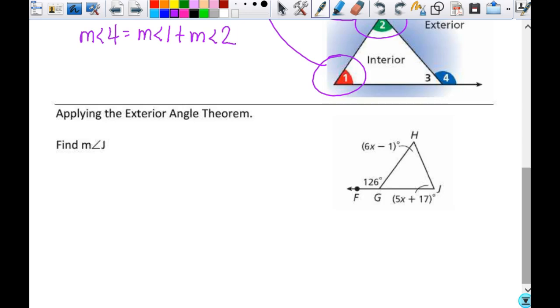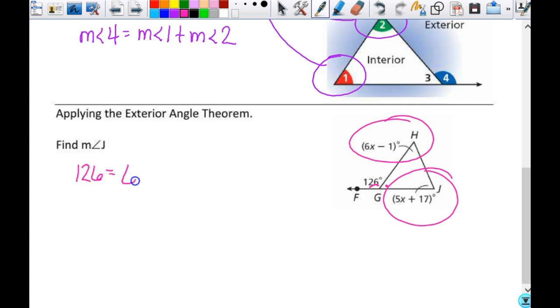We're going to apply the exterior angle theorem. This right here is an exterior angle. Could I find this angle right here? Yes, but I don't care. Okay? Because it says that the exterior angle is equal to the sum of the two remote interior angles here. So I know that 126 has to equal 6x minus 1 plus 5x plus 17. Everybody with me? I can just solve it. So 126 equals 11x plus 16.